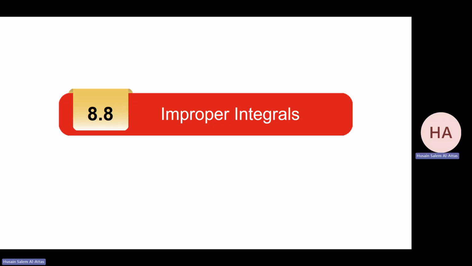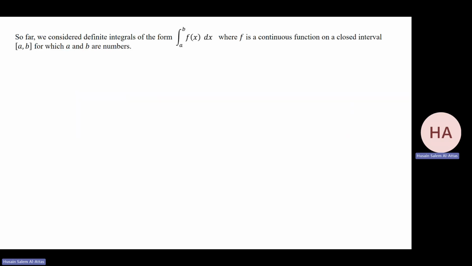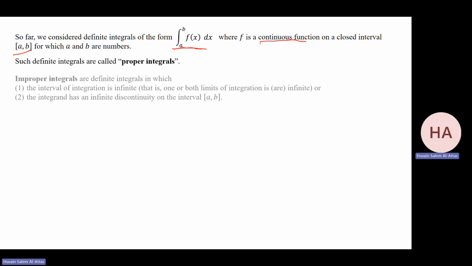Now we'll continue doing the sections after the second exam. This is the first section, 8.8 Improper Integrals. What do you mean by improper integrals, or what we did until now? We are talking about definite integrals. We have the function continuous on a closed interval. Now, they call it proper integrals.